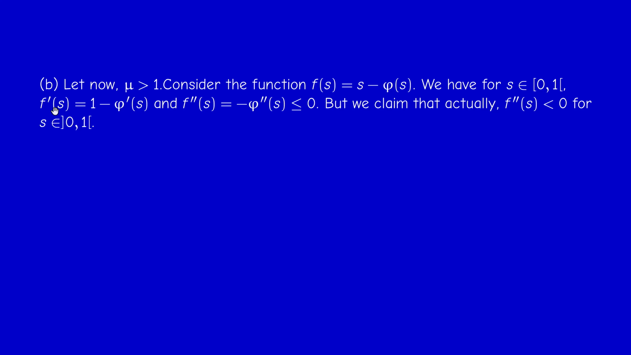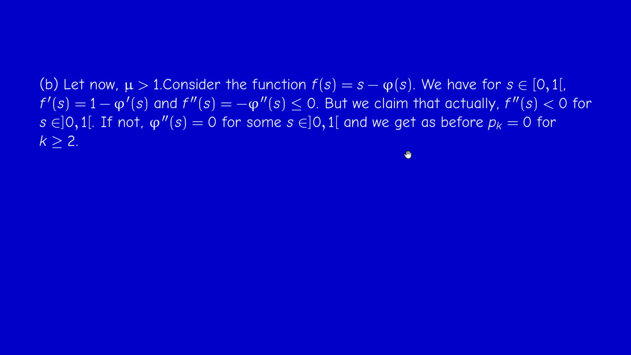If we differentiate, f prime is 1 minus phi prime, and f double prime is minus phi double prime. And this quantity is less or equal than 0. But actually, we claim that this is strictly less than 0, it cannot be 0. Why in this case? Let us prove this, that f double prime is strictly less than 0. If not, then phi double prime would vanish at some s strictly between 0 and 1. And as before, we get that all the coefficients, all the probabilities, will be 0 from k starting from 2. So actually, phi is just a linear map.